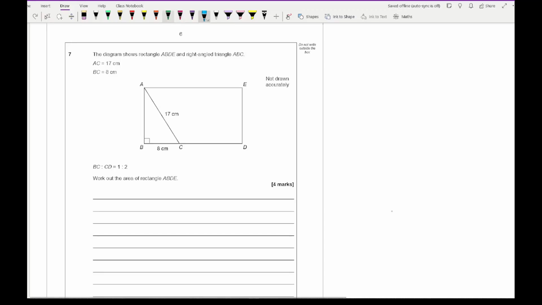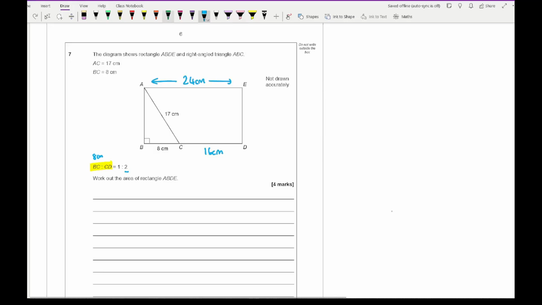Now using this ratio here, I can see that if B to C is 8 centimeters, then C to D is going to be double that, so that's going to be 16 centimeters. Now the next thing I need to know, so all of this, the length of A to E is therefore going to be 24 centimeters.